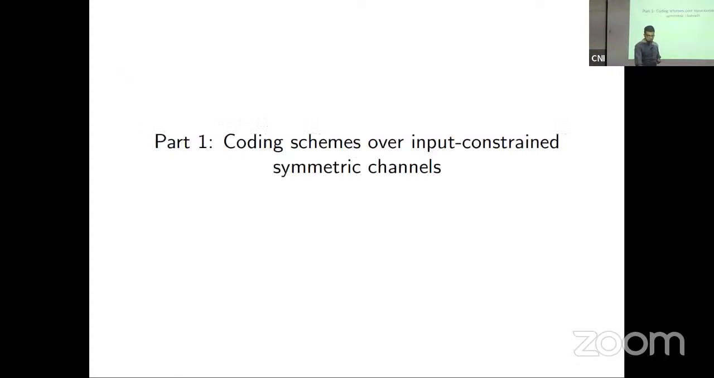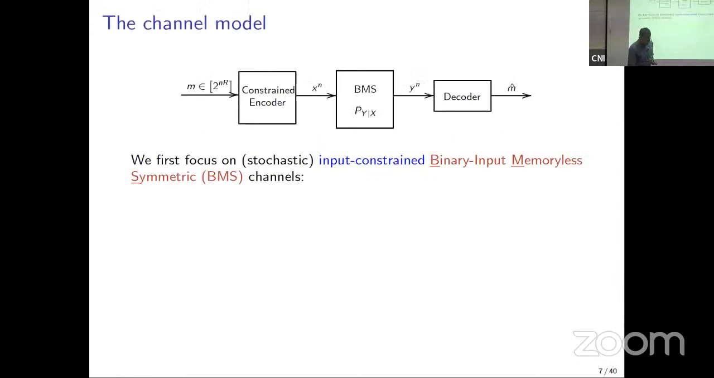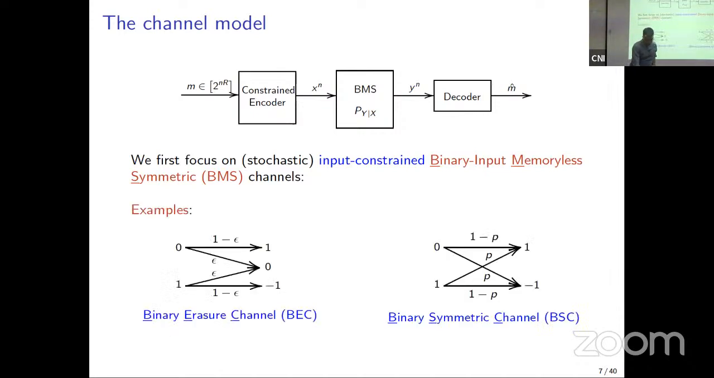So let's look at the first part, which is about input-constrained symmetric random noise channels. Just to rehash, you have a symmetric channel sitting in the middle there, which is called a BMS channel, the binary memoryless symmetric channel. And you have a constrained encoder that's going to send constrained sequences over this channel. Common examples of such BMS channels include the binary erasure channel, we all know the binary symmetric channel, and there are many others, the binary AWGN channels.